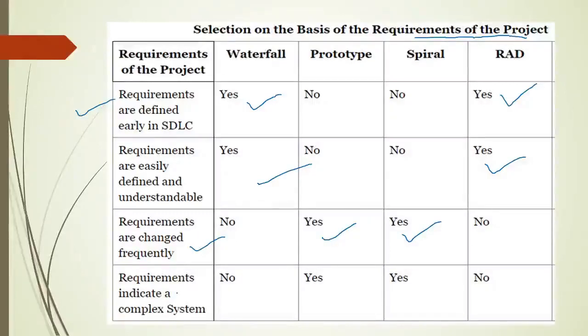Requirements indicate a complex system, meaning whatever project you are developing is very complex and the requirements are also very difficult to develop. Then you can go for the prototyping model or spiral model. These prototype and spiral models are iterative process models which keep on repeating the loops and iterating. So they are best suited for complex requirements and complex systems.